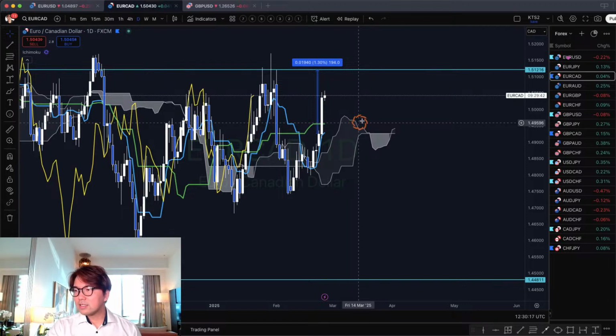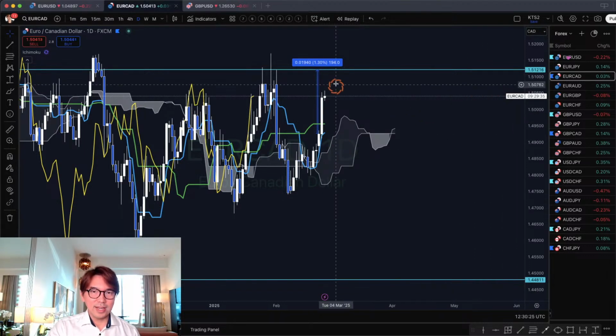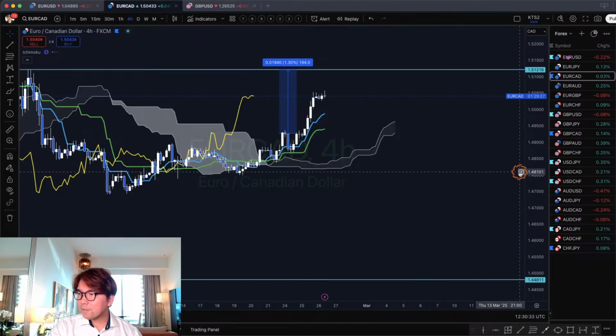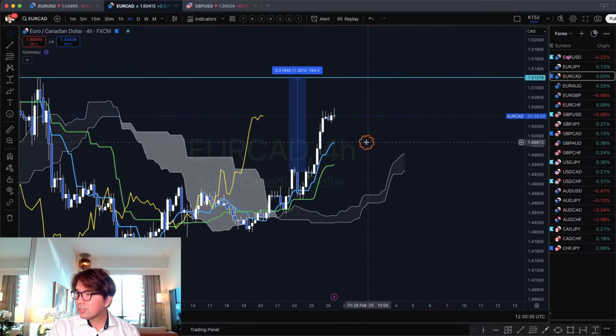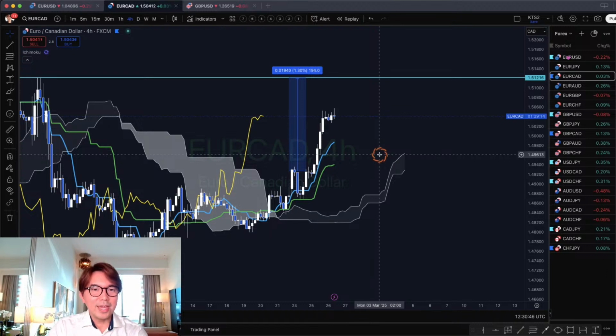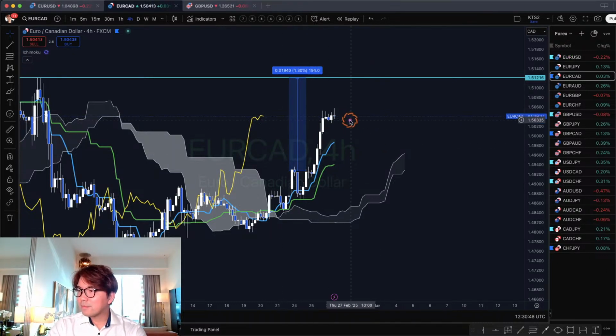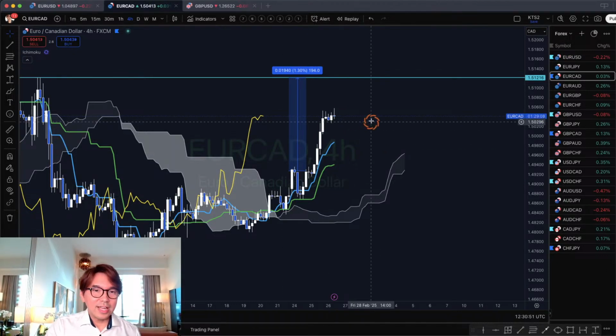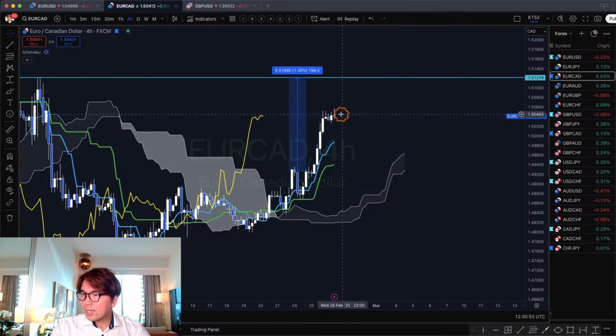EURCAD is now interesting. My target is 1.5121 and it's heading towards the target. It broke the Kijun-sen bullish yesterday. And if you look at the 4-hour time frame, it's bullish. So EURCAD was one of the pairs I focused on this week. You see these marks, the blue marks are the ones I focused on mainly this week. And this was one of them. When I did the analysis on Monday, it was bullish.